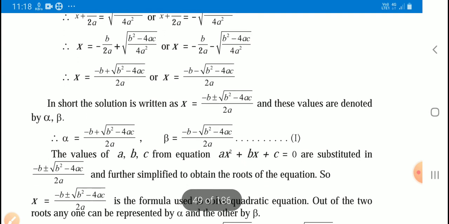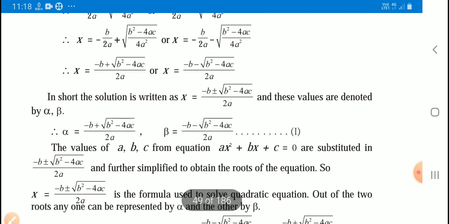In short, you can write this formula as negative b plus or minus under root b square minus 4ac upon 2a, and these values are denoted by alpha and beta. Here alpha and beta are the roots of that given quadratic equation.